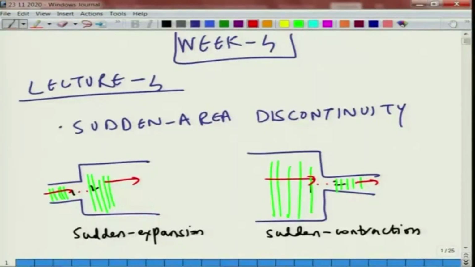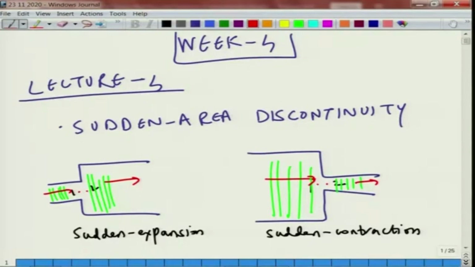Welcome to lecture 4 of week 4 in this Muffler Acoustics course in the NPTEL series of lectures. Well, we couldn't quite complete the sudden area discontinuity in the last lecture 3 of this week, but we will probably take it up today in this lecture, and let us get back to our diagramming towards the end.